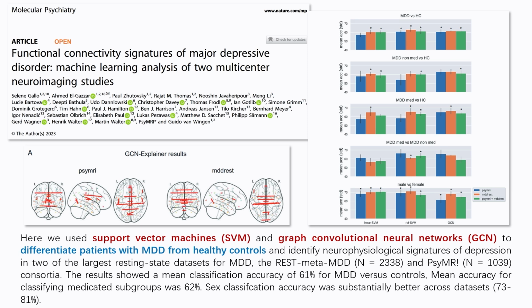And here is an example of using SVM and GCN to differentiate patients with major depression from healthy controls. It also used the REST-meta-MDD that was proposed by Chao-Gan Yan, which gave us a big dataset for major depression study. We could see that the accuracy was actually not very satisfactory, and even the sex classification was better than the MDD classification, which also tells us that there is more heterogeneity in major depression, and gives us more challenges in how to better discriminate in the early phase.